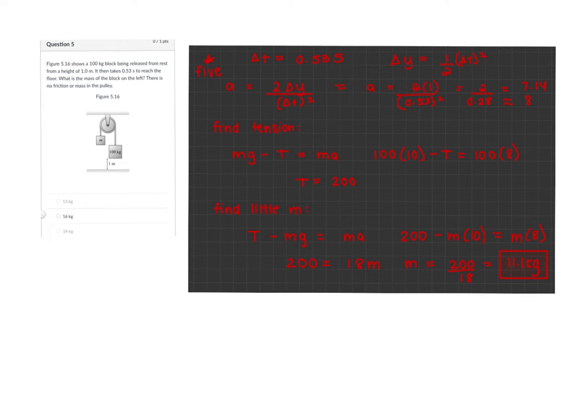So for this problem, we have to find what the mass of the block on the left is, that little m. So first, we know that the change in time is 0.53 seconds. And then we want to find the change in y, because the acceleration is 2 times the displacement of y over the displacement of t squared. So to find the displacement of y, it's going to be 1/2 times the displacement of t squared.